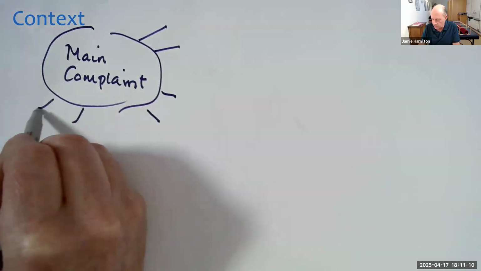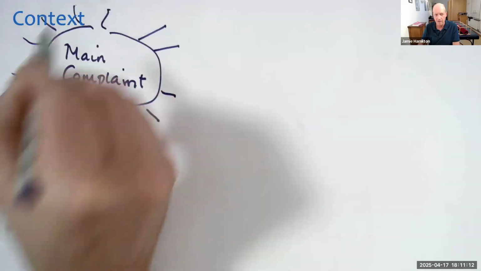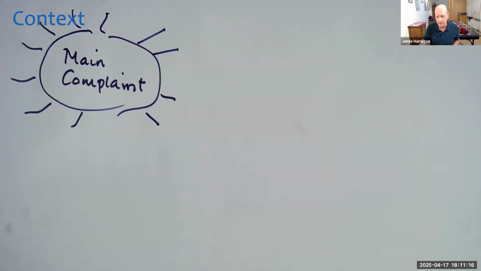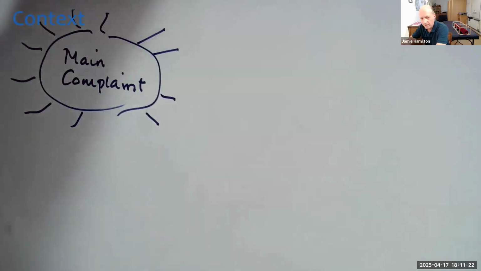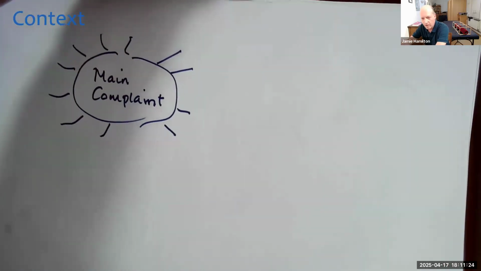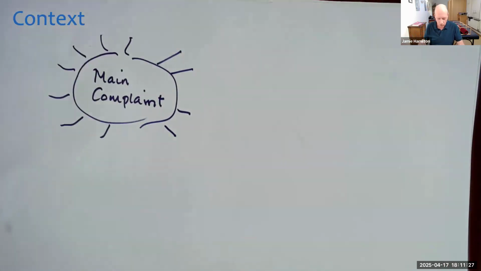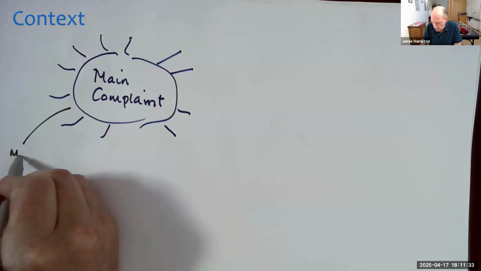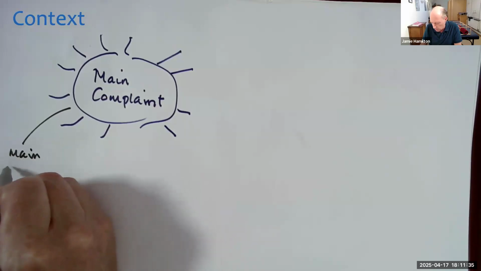So I liken this to the sun shining in the sky, in that it's always there, it should always be there, driving our diagnostic process. So let's say we live somewhere where it's always sunny, then the main complaint should be like that. So what do we mean by the main complaint? This should be the main things that the person has come with.